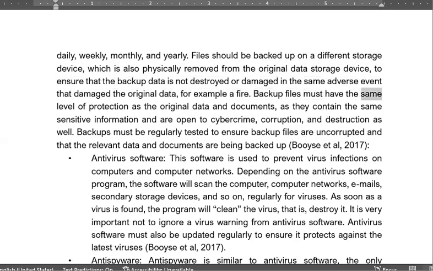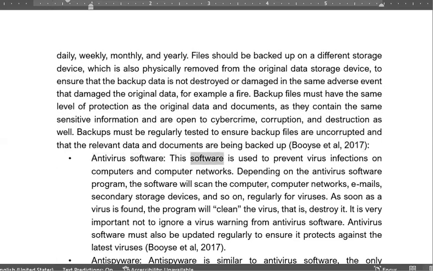Backup files must have the same level of protection as the original data and documents, as they contain the same sensitive information and are open to cybercrime, corruption, and destruction as well. Backups must be regularly tested to ensure backup files are uncorrupted and that the relevant data and documents are being backed up. Boys et al., 2017.